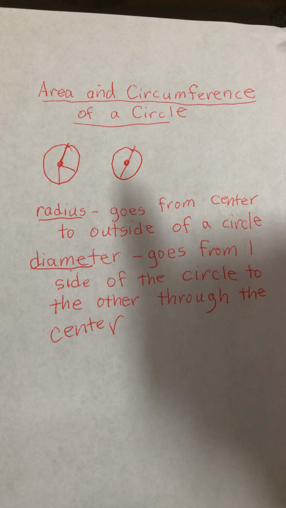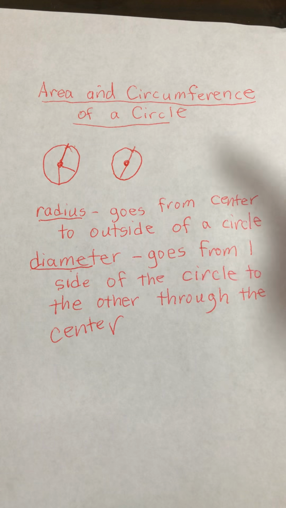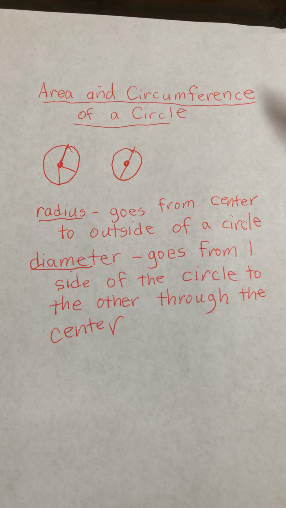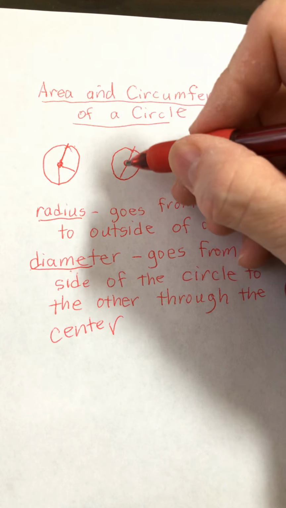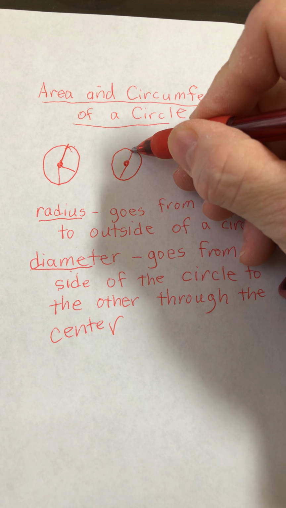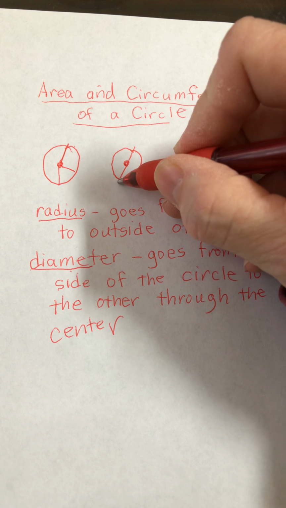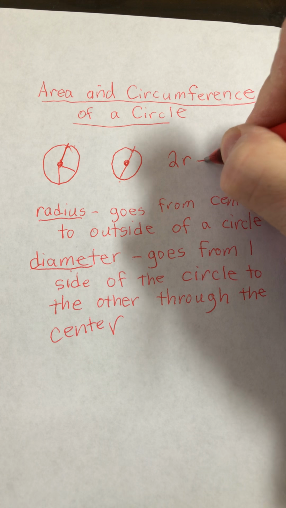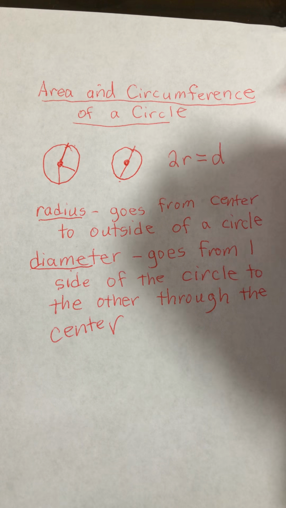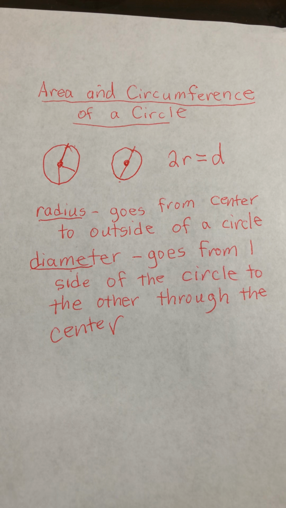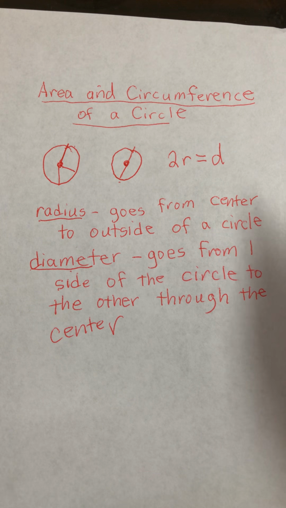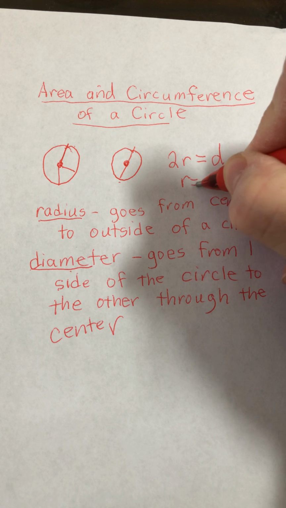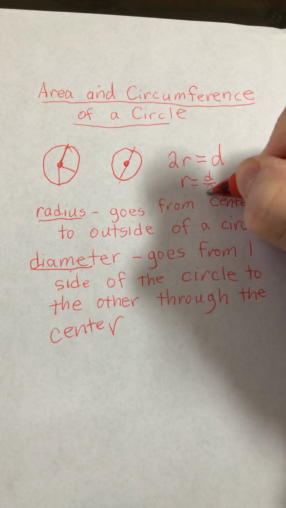The diameter of a circle is like this one. It goes from one side of the circle to the other, and it goes through the center of the circle. Now, if you look, from the center to this edge is one radius. From the center to this edge is one radius. So two of those, two radii, equal one diameter. So if you knew what the diameter was, you could just divide that in half to find out the radius. So the radius would equal the diameter divided by 2.